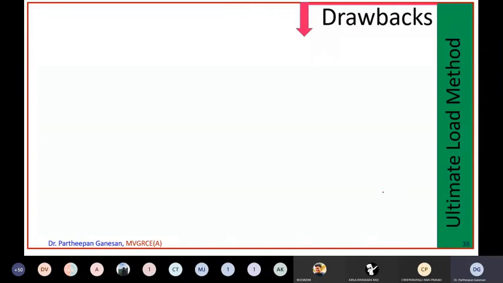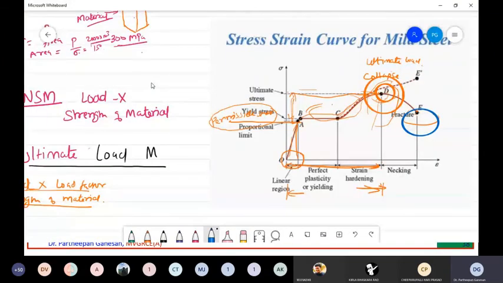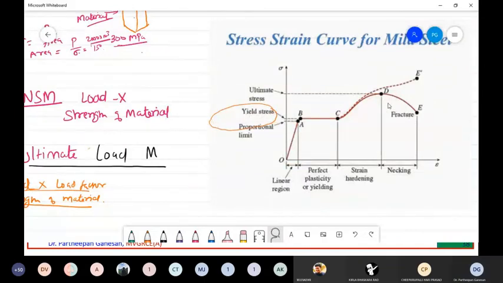Now, obviously, there is a very serious defect of ultimate load method. That is why this method has been completely eradicated. There is no structure designed based on ultimate load method anymore. What is the problem with ultimate load method? The performance at the normal service load is not considered. What they are saying is, see, you have designed the structure at this load, and that load is only the collapse load, but the actual load will be somewhere here. Let us say somewhere here. Actual load is somewhere here.